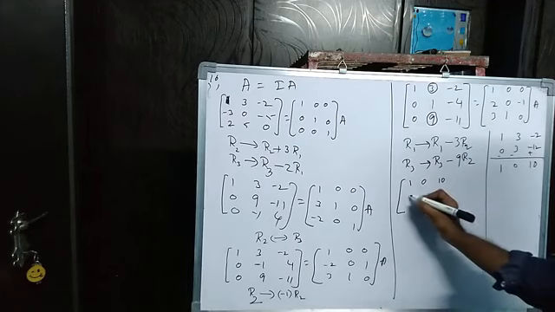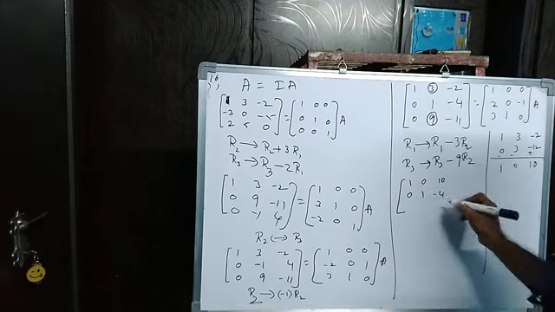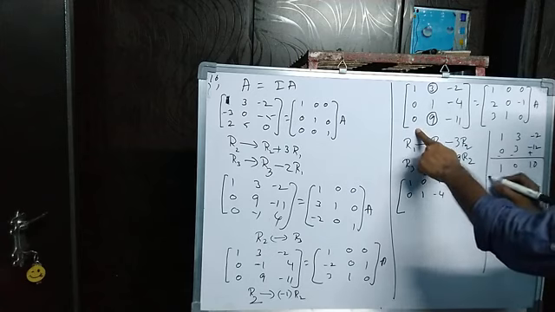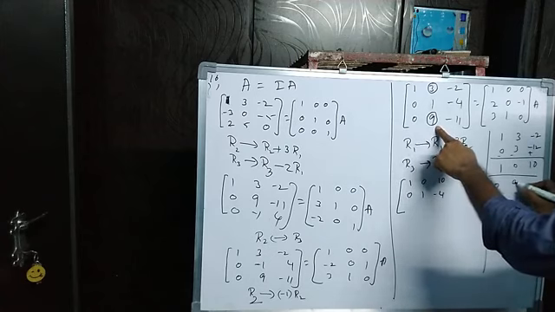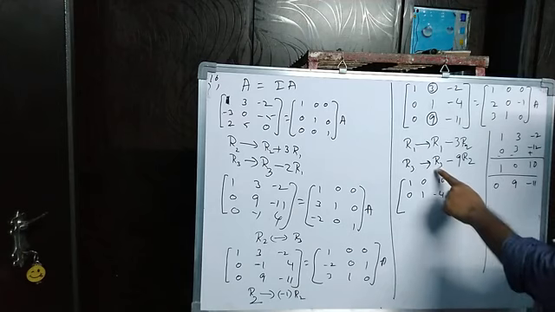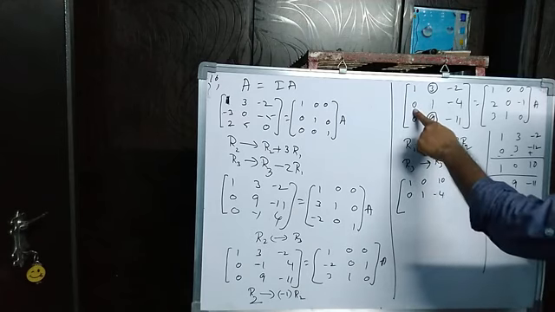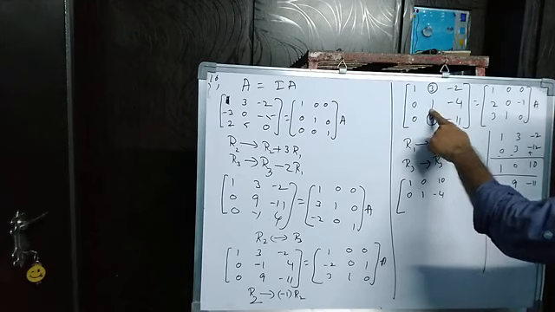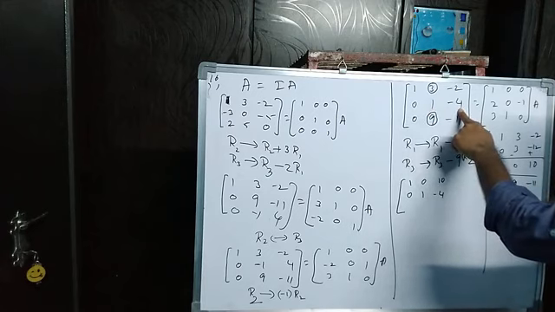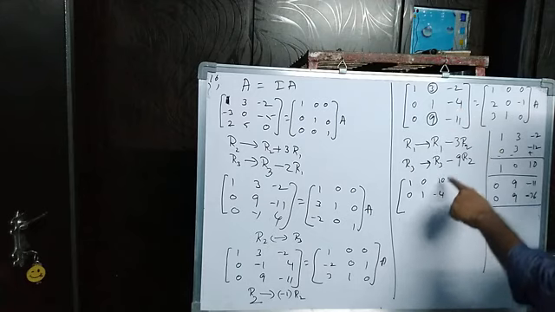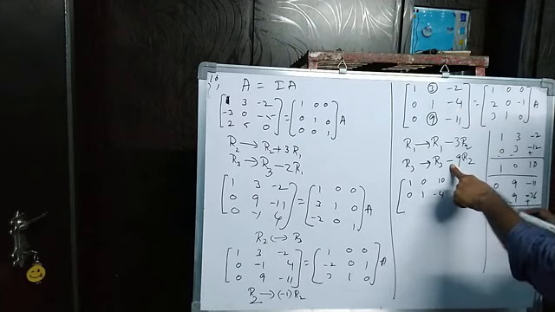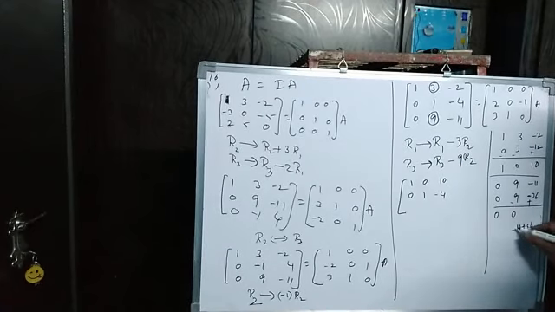Right? R2 same: 0 1 minus 4. R3 also. R3 means 0 9 minus 11. Right? R3 minus 9 into R2. Multiply by 9 into 0 is 0. 9 into 1 is 9. 9 into 4 is 36, minus 36. Next what you have to do? Subtraction. Minus, it will be plus. 0. 9 minus 9 is 0. Minus 11 plus 36 is 25. So 25.